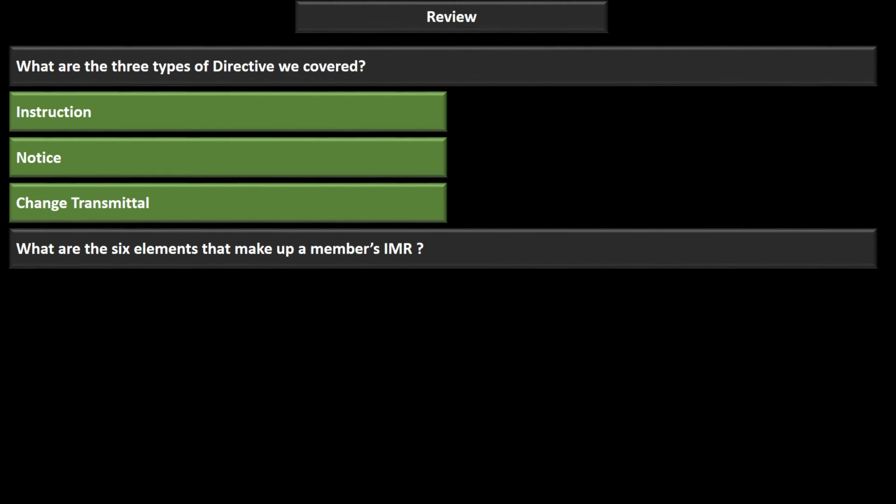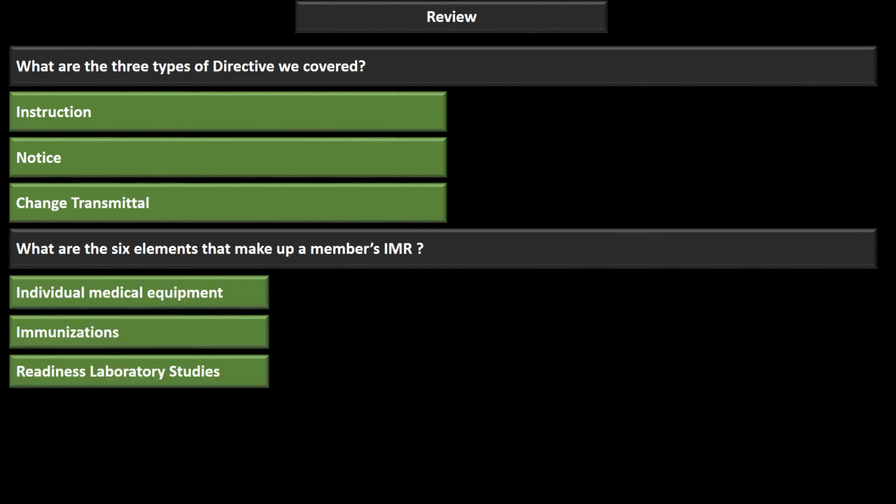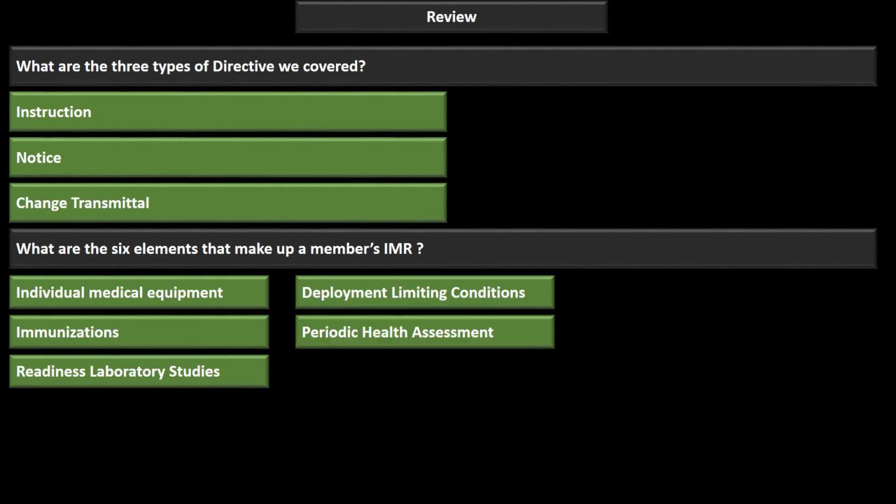What are the 6 elements that make up a member's IMR? All right, your individual medical readiness will be made of individual medical equipment, immunizations, readiness laboratory studies, deployment limiting conditions, periodic health assessment, and dental readiness.